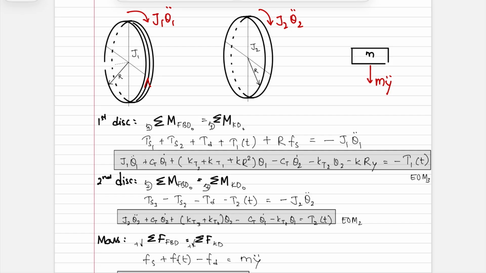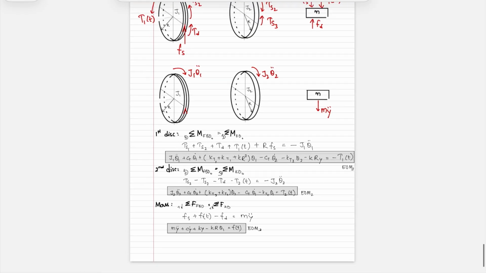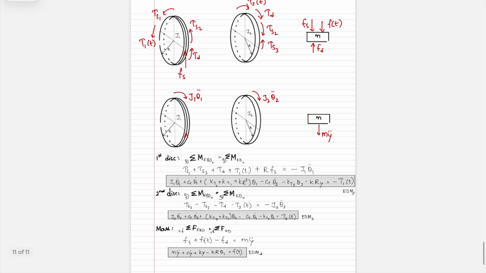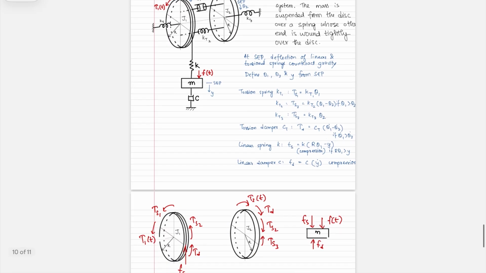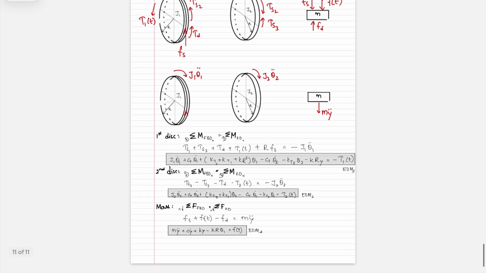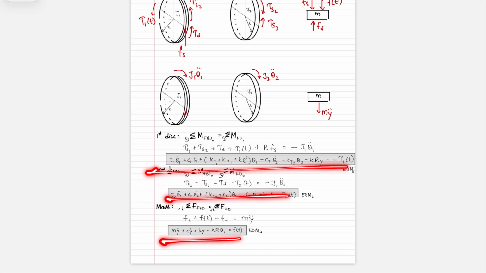Why do we have three of them? That's because this system is a 3 degree of freedom system. You have variables theta 1, theta 2, and y to represent the system at any instant of time. Given the initial conditions of theta 1, theta 2, and y, and knowing these external torques and forces, you can then define how the system moves based on these three equations.